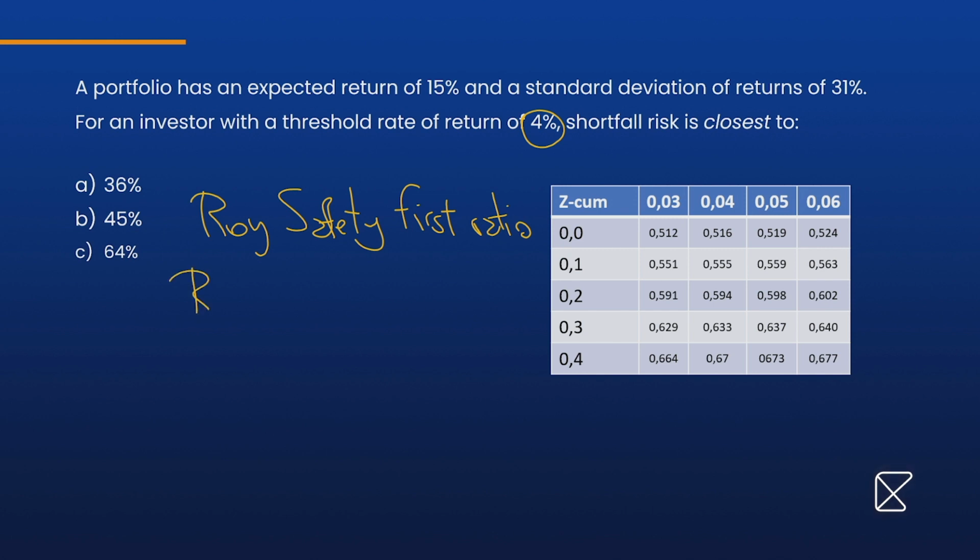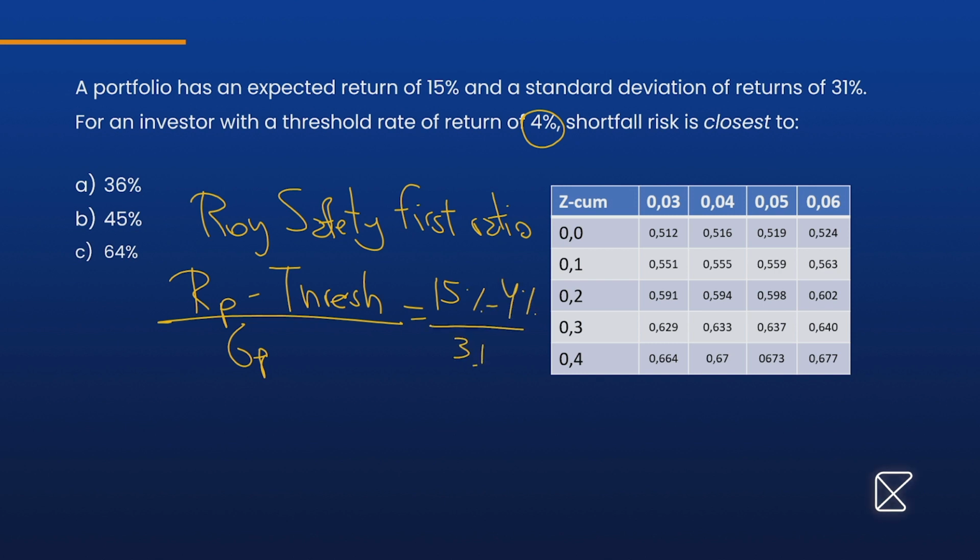So the return of your portfolio minus your threshold, here's the key difference, divided by the standard deviation of returns. So once again, look at this ratio. You will see that it's similar to the Sharpe ratio in many terms, except for the threshold. Let's plug the numbers we have. So the rate of return is 15%, your threshold is 4%, and your standard deviation is 31. So 15 minus 4 makes 11, 11 divided by 31 makes around 0.35.